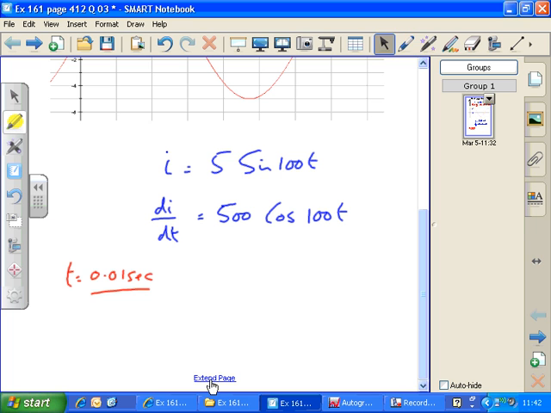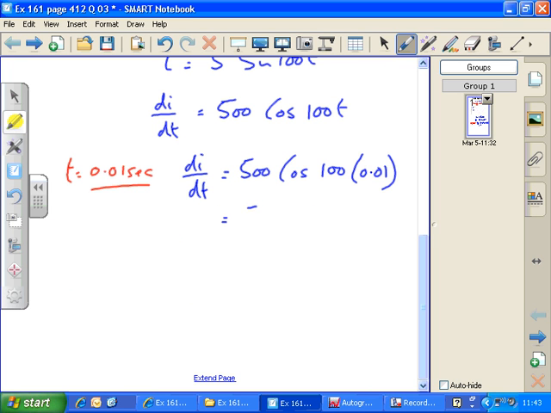So we substitute that into this function to find out the rate of change of current with time at that point. 500 cosine 100 times 0.01, which is 500 times the cosine of 1.